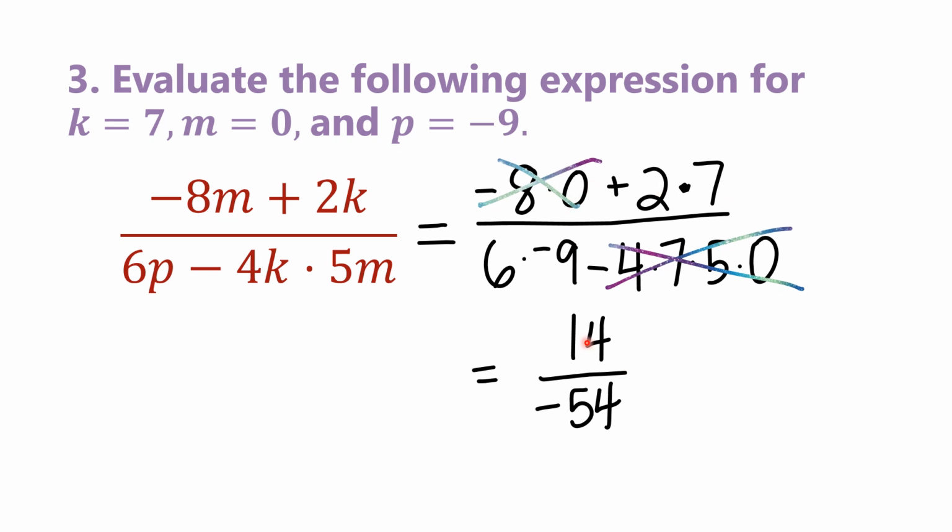All right, so 2 times 7 is 14. 6 times negative 9 is negative 54. But now we need to simplify this. The directions did not say to simplify, so I'll try to be more specific when I put this on the assessment piece. But you do want to simplify these. 14 over negative 54, you can just plug that in your calculator and have it simplify it for you, but you could also just notice that 2 goes into both of these. 2 goes into 14 7 times, 2 goes into negative 54 negative 27 times. All right, so that's 7 over negative 27.